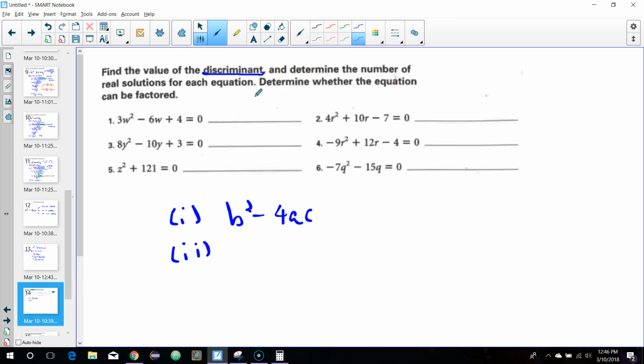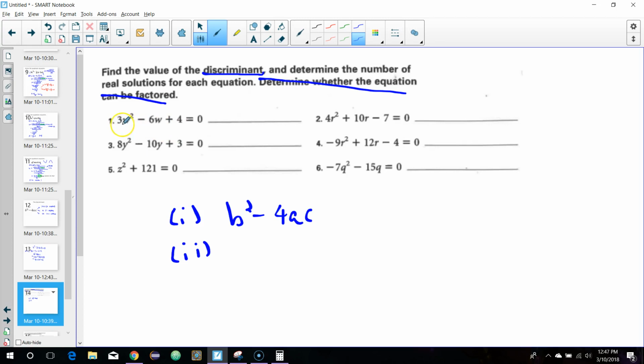Now this, I'll explain that over here as well. Basically, if there's no solution, then you cannot factor. So basically, it's the same question. It's not really a big deal. I'm not going to go crazy about this one. I'm just going to focus on the first 2.